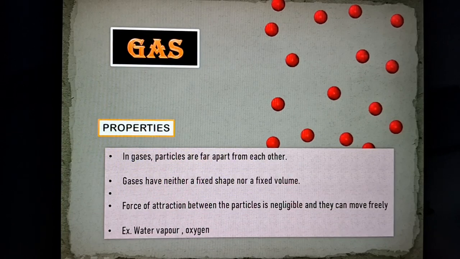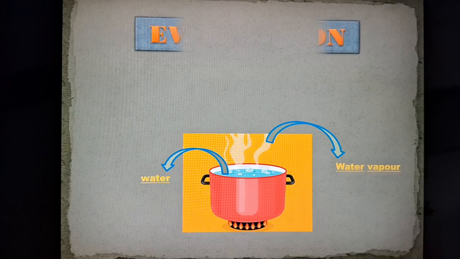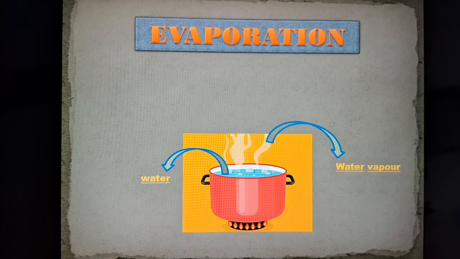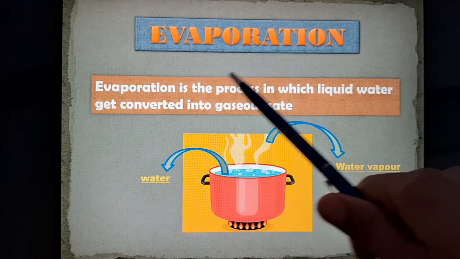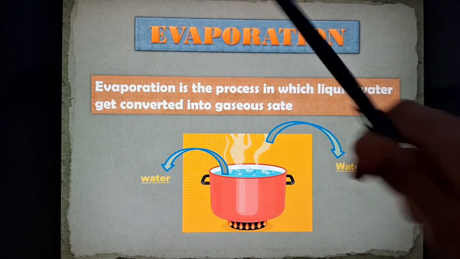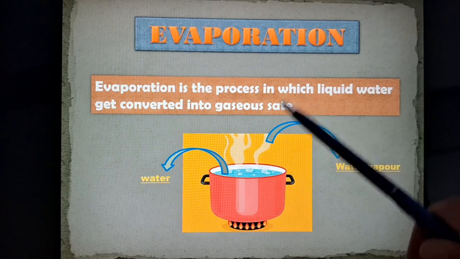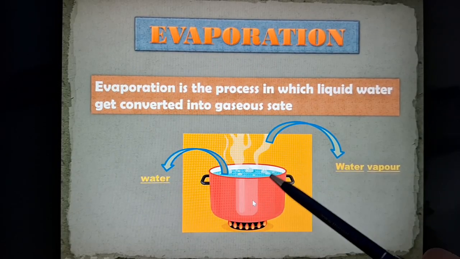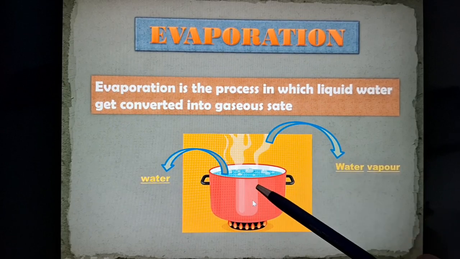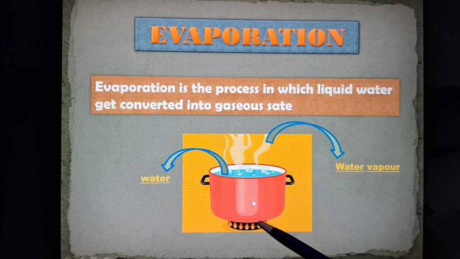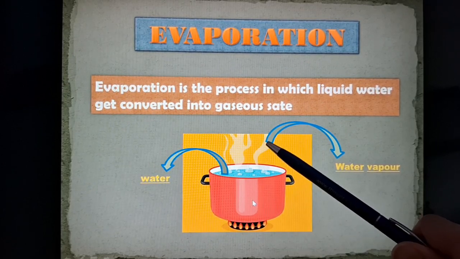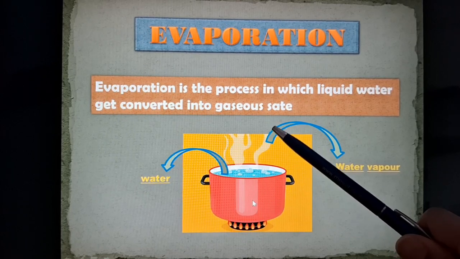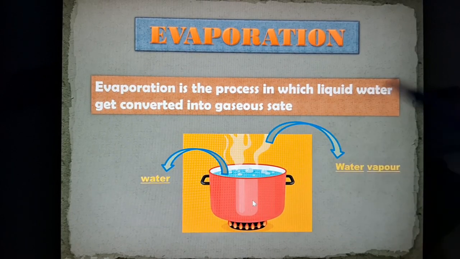Now we learn some concepts about the states of matter. The first concept is evaporation. What is evaporation? You can see in the picture. Evaporation is the process in which liquid water gets converted into a gaseous state. So you can see in the picture, when they boil the water, it gets converted into water vapor. So the liquid form of water, when heat is applied, gets converted into the gaseous form, that is water vapor. So it is known as evaporation.